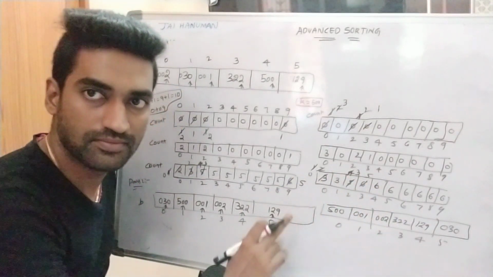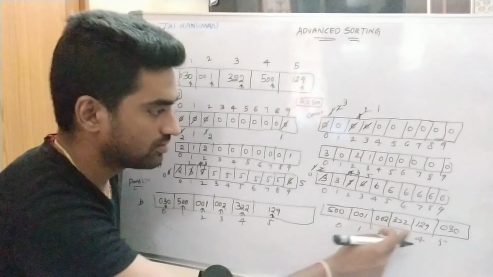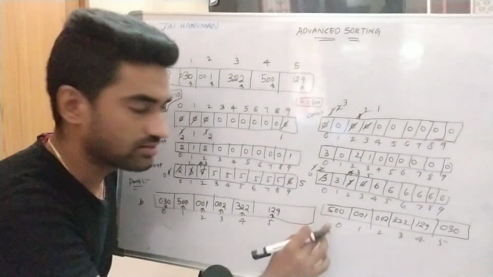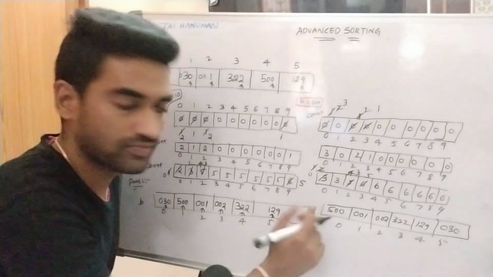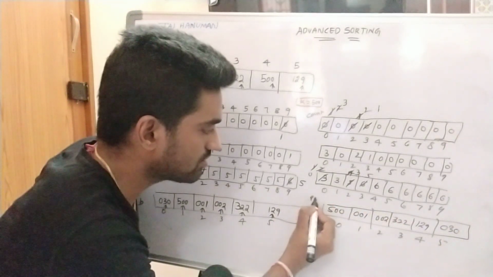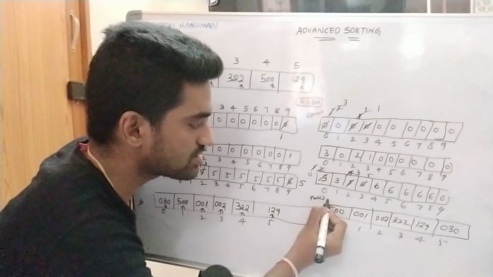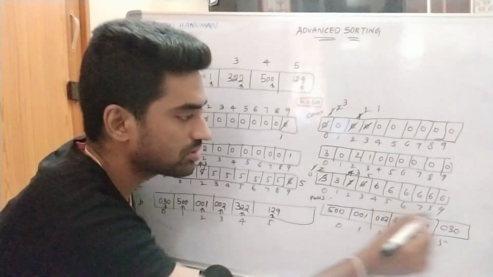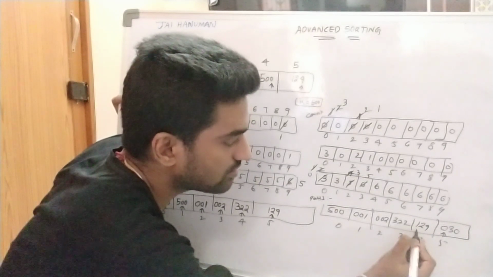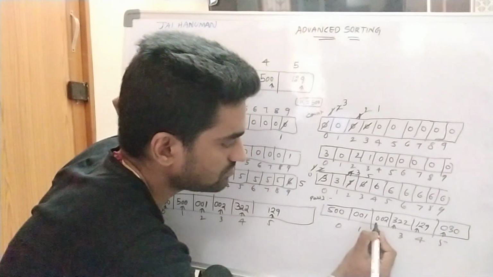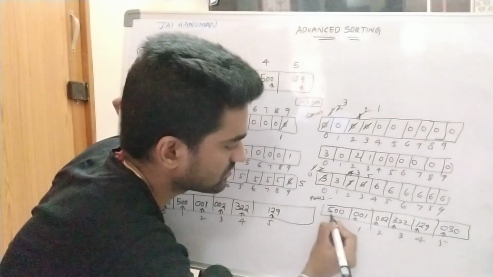Now we are checking the third digit, that is nothing but pass 3. In pass 3 this is the input. Here I am considering pass 3. For pass 3, the pass 2 output becomes the input. In this input we are considering the third digit.